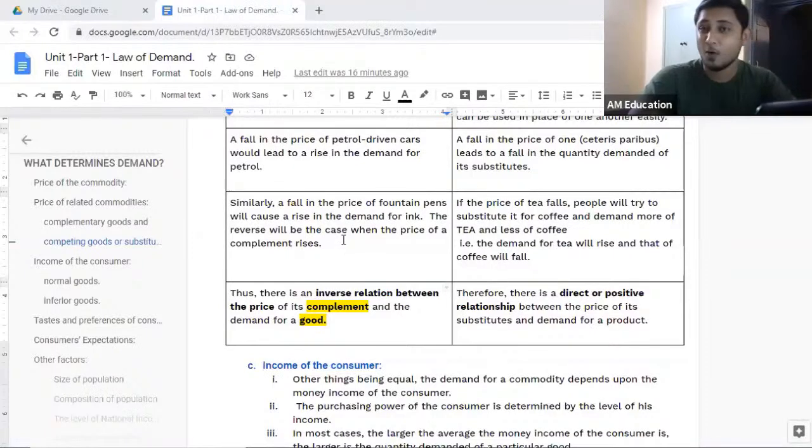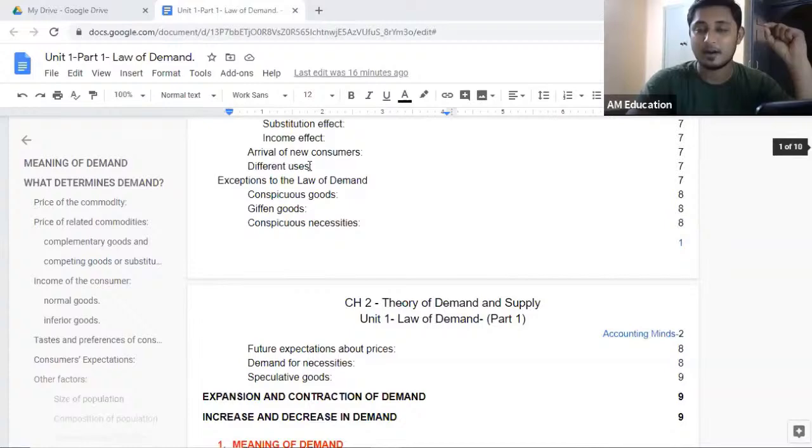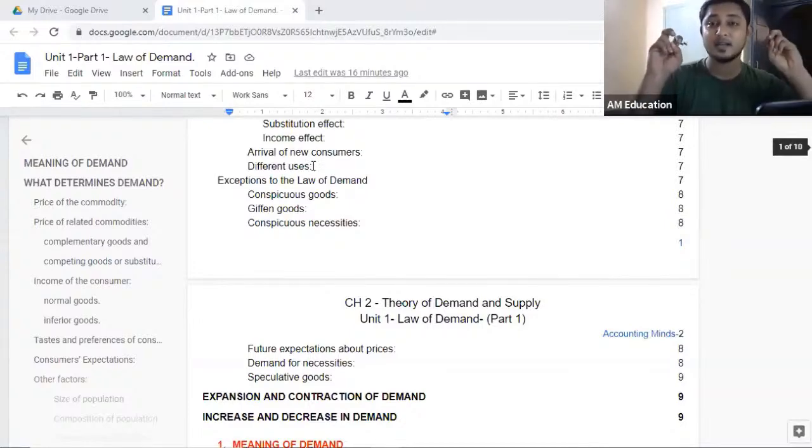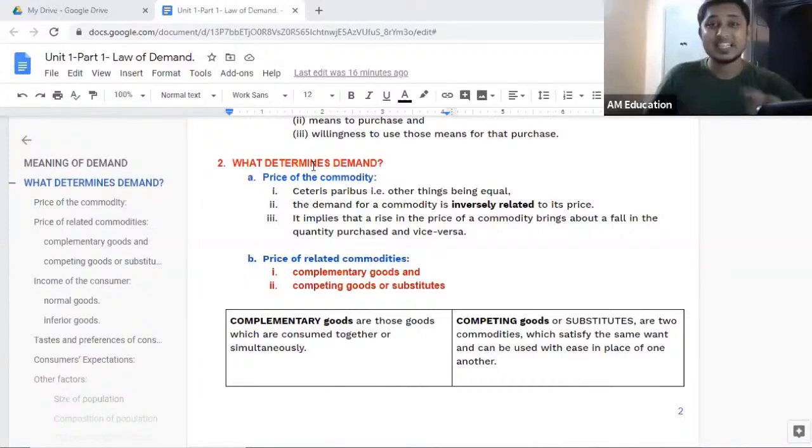So until now, what were we learning? We were learning what determines demand, and how do we determine it? We either see the features of that good, or how the good is made up. In the same way, demand is made up of all of these things. So there's the influence of the price of the commodity on demand.